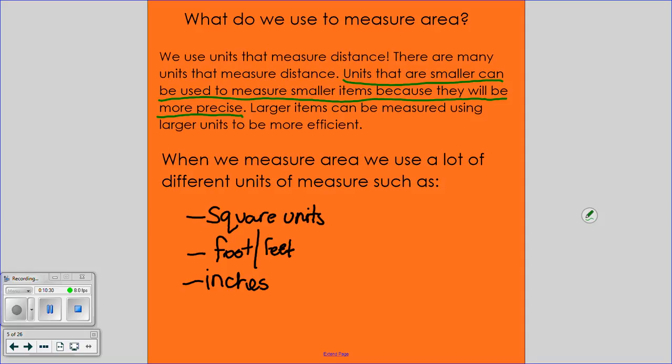Hang on to that thought, Grace. Larger items can be measured using larger units to be more efficient. You're exactly right. When we're measuring Dixon Elementary School, we're not going to use inches. That would take forever. We would use something bigger that would be more efficient. We won't be doing that all day. So go ahead and write what I've underlined in green in your notebook.